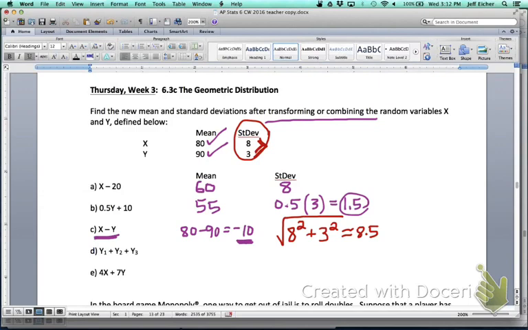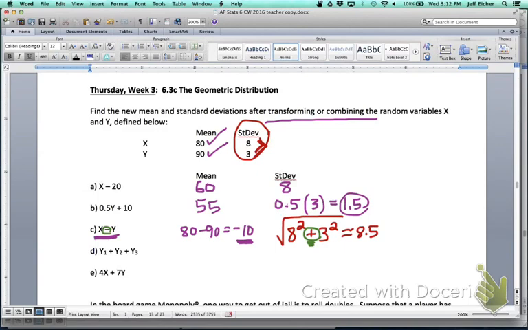Now you might be uncomfortable with this little plus here. Anytime we're combining random variables, the variability of our transformed variable increases. So the more random variables, the more variability that you have. So we're going to add here, even though it was a minus right here.